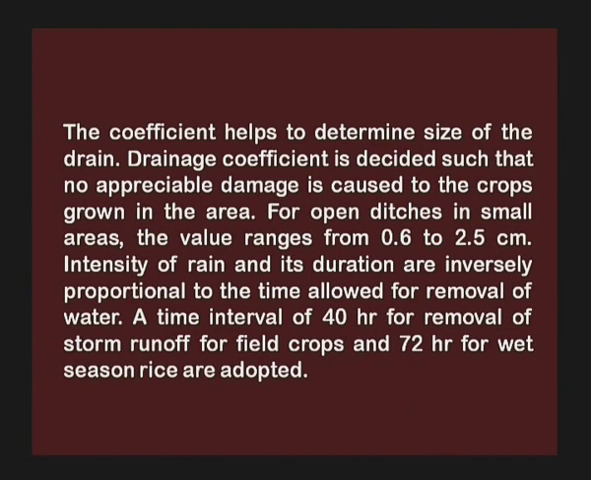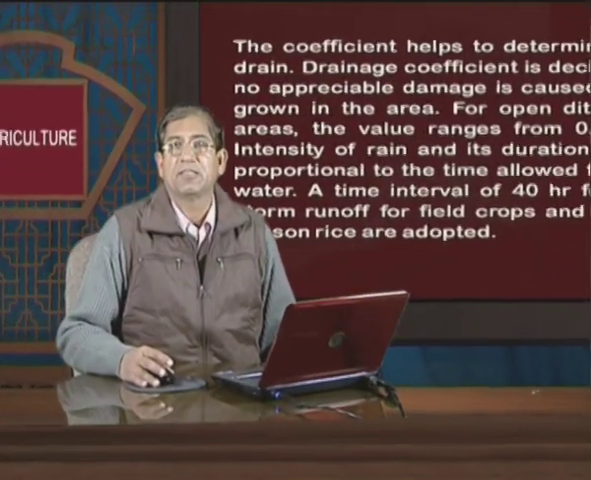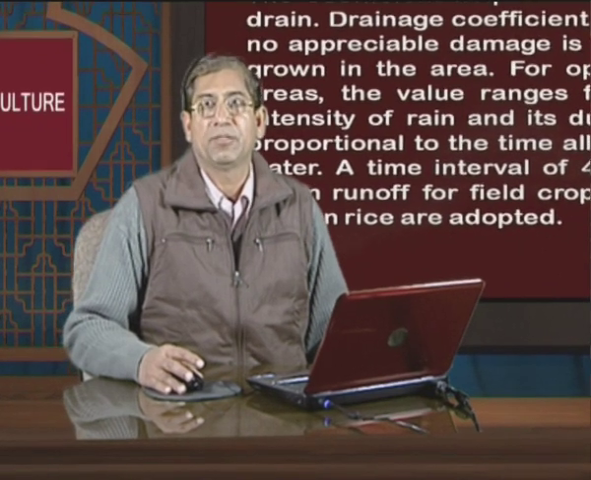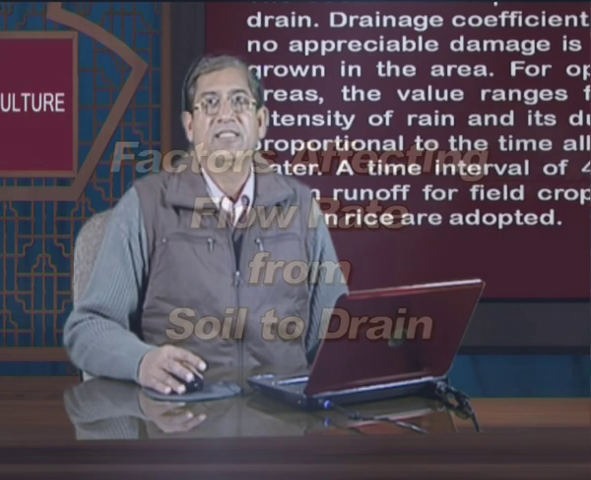For open ditches in small areas, the value ranges from 0.6 to 2.5 centimeter. Intensity of rain and its duration are inversely proportional to the time allowed for removal of water. A time interval of 40 hours for removal of storm runoff for field crops and 72 hours for wet season rice are adopted. Drainage coefficient is very important, and for layout of the drainage system, it is necessary to determine the drainage coefficient. Only after its determination, the layout of the drains is decided.